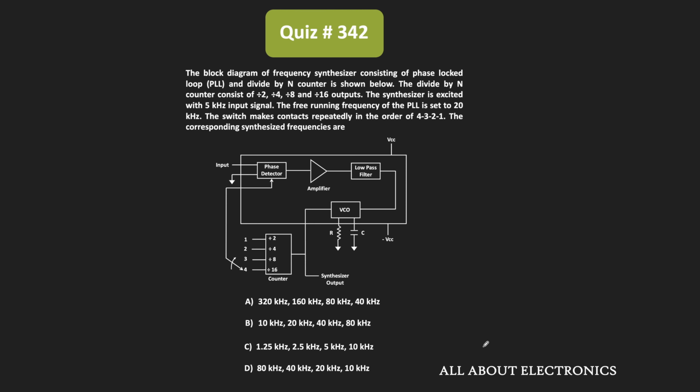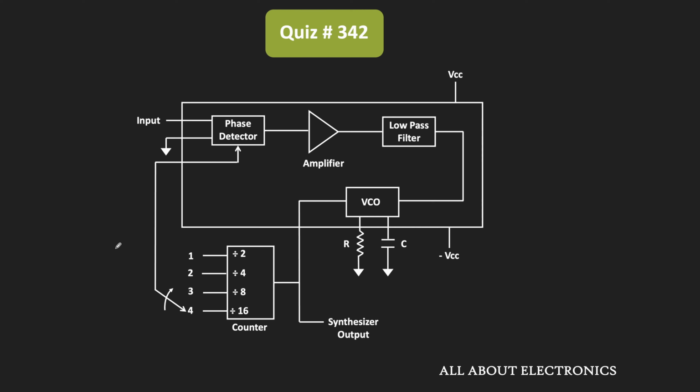So in this question, we have been given this frequency synthesizer circuit which consists of this phase lock loop and the divide by N counter. Here, this divide by N counter has 4 outputs, that is divide by 2, divide by 4, divide by 8 and divide by 16. Moreover, here the input signal frequency is 5 kHz and we have been given that the free running frequency of this PLL is set to 20 kHz.